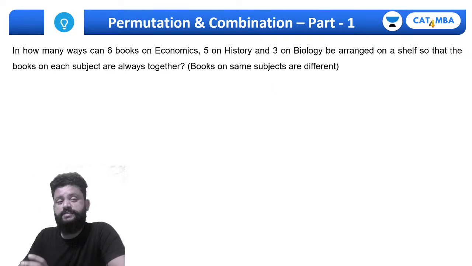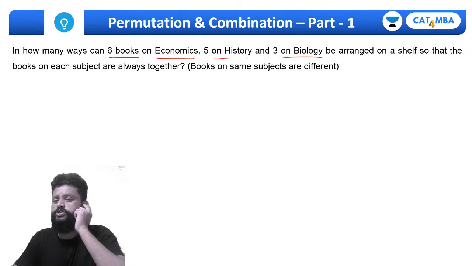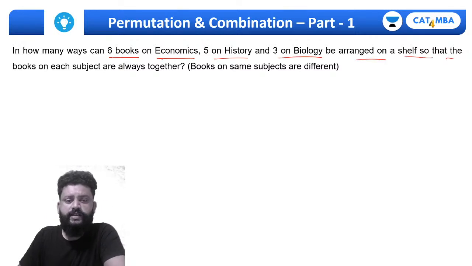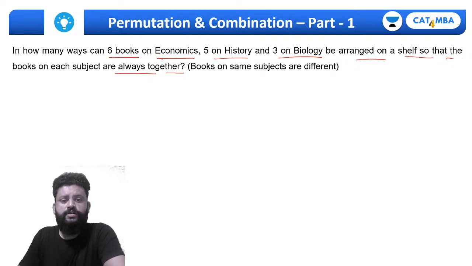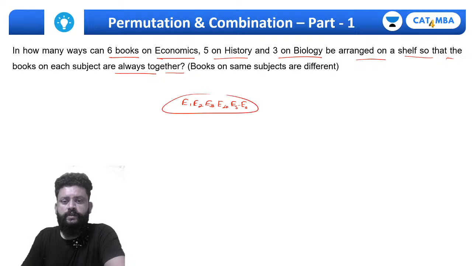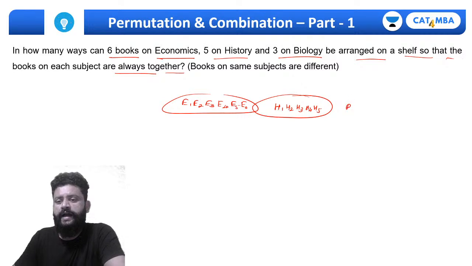जैसे हमने अभी डिस्कस किया वैसे ही ये क्वेश्चन सॉल्व हो जाएगा. In how many ways can 6 books of economics and 5 on history, 3 on biology be arranged on a shelf so that the books on each subject are always together? So I want 6 books on economics will remain together. ये 6 साथ में होने चाहिए. So group those books. Then history के 5 books together, and biology 3 books together होने चाहिए.